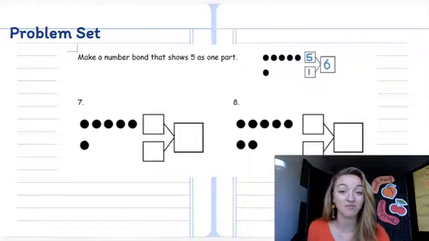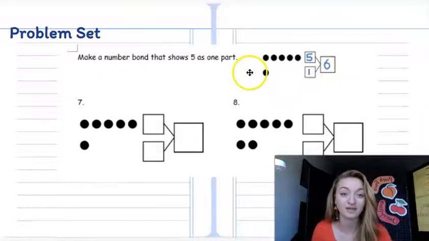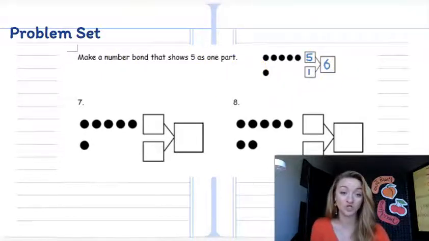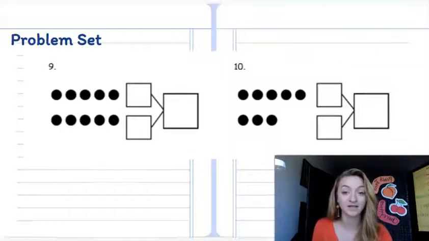Our next problems. Make a number bond that shows 5 as one part, and we actually helped you out up here. I'm going to pause so that you can pause and do these 2 problems. Here, we have 2 more problems that follow the same pattern. Can you find the 2 parts in the total? I'm going to pause so you can pause.